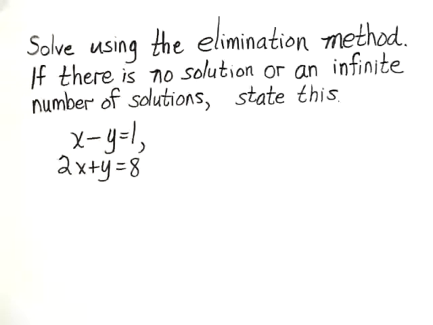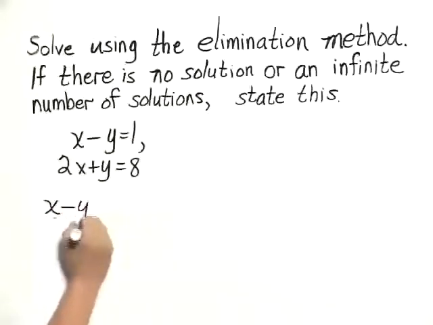When we use the elimination method, we add the equations in order to eliminate a variable. In order to do this, we need to have the same variable in both equations, and the coefficients need to be opposites. For the x, the coefficient in the first equation is 1, and in the second the coefficient is 2, and 1 and 2 are not opposites. But for the y, we have a -1 coefficient and a +1 coefficient. They're opposites. So when I add them together, they will become 0. So let's see how that works here.